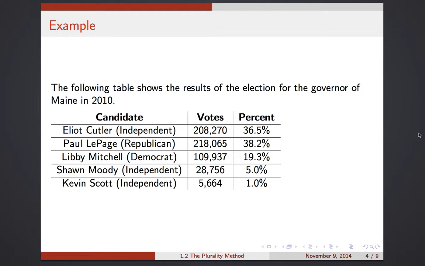So here's a more relevant example. This is the election results for the Maine governorship in 2010. So it looks like Paul LePage wins. So he got 218,000 votes, which is more than anybody else. And in a political election like this, people don't turn in ranked ballots. They just choose their first place person and don't choose anybody else. So by getting 218,000 votes, he got 218,000 first place votes. So according to the plurality method, he won.